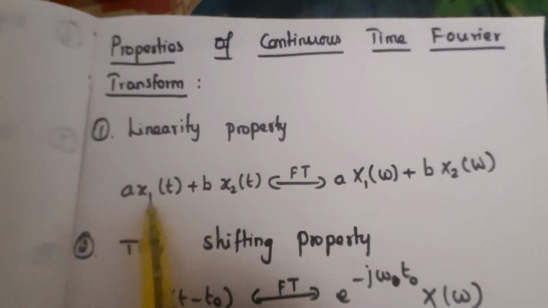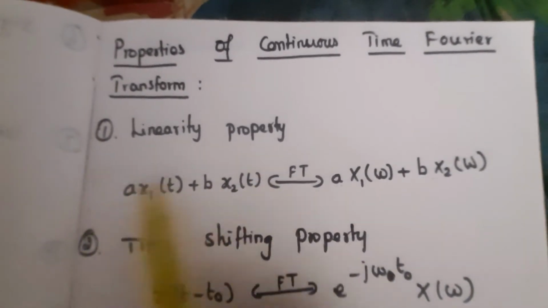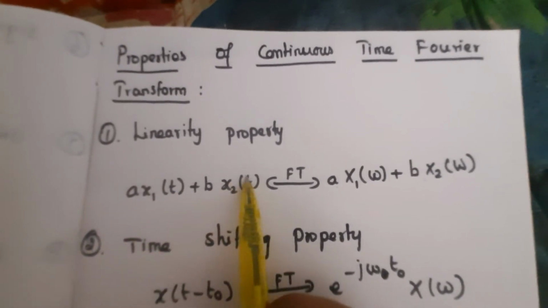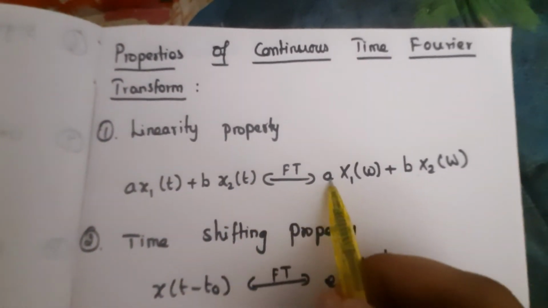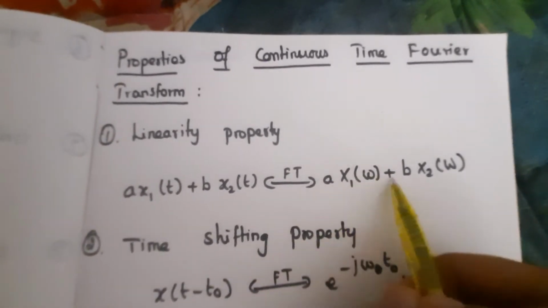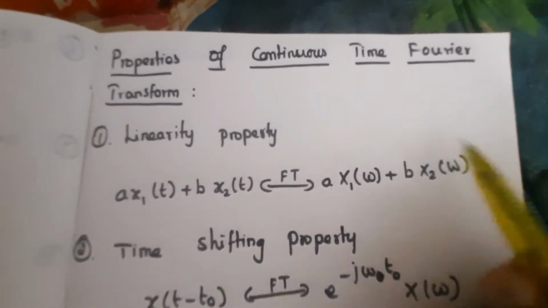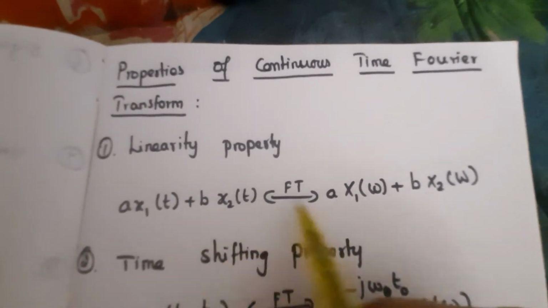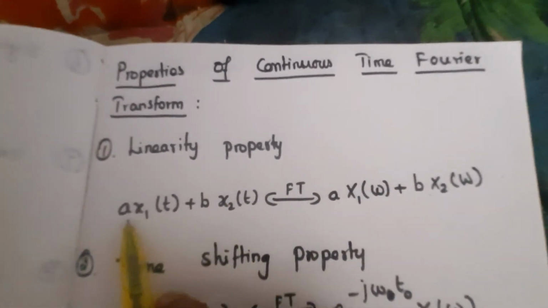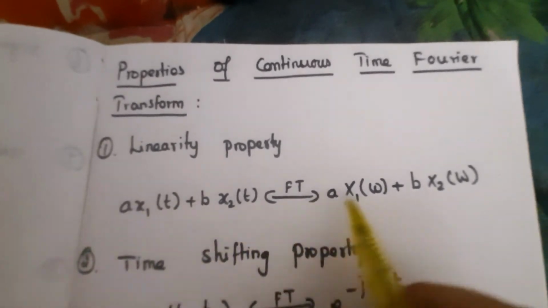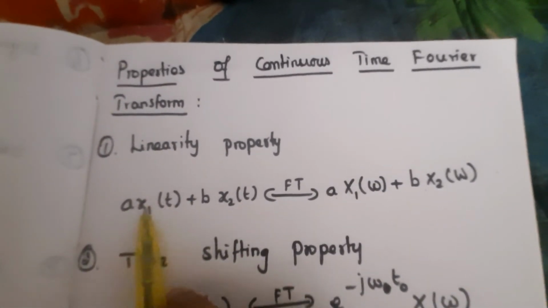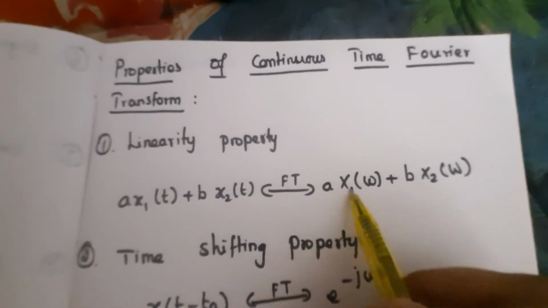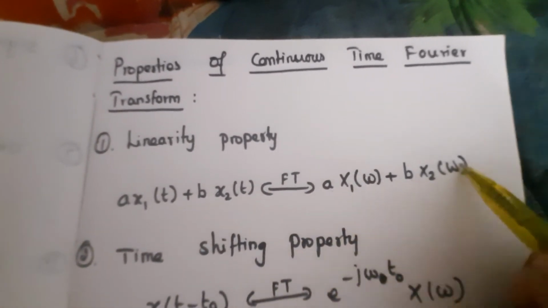So that is a x1 of t plus b x2 of t, where a and b are constants. The Fourier transform also becomes a X1 of omega plus b X2 of omega. If the signal satisfies this condition, that is known as a linear system. So this is the linearity property: for a x1 of t plus b x2 of t, the Fourier transform we get is a X1 of omega plus b X2 of omega.